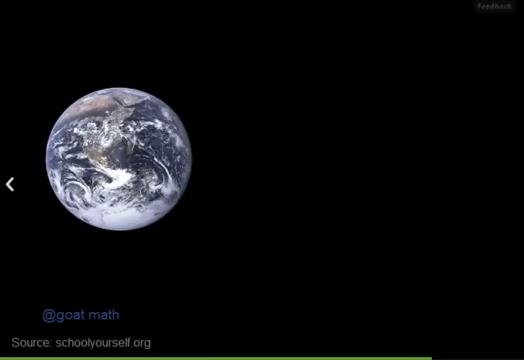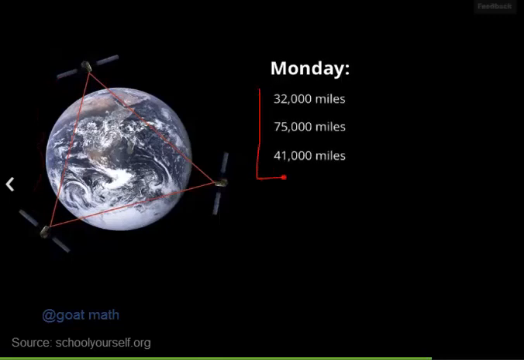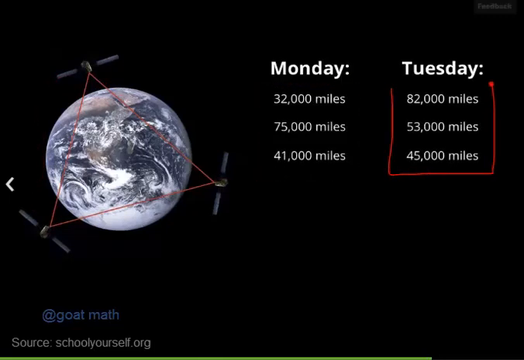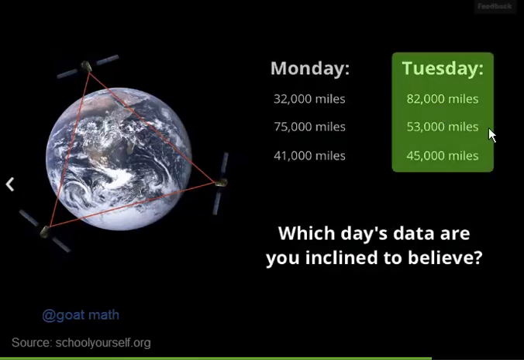For your final challenge, suppose you work for an agency that launched 3 satellites into orbit around the Earth. Your satellites are able to position themselves automatically, and they report back to you the distances between each pair of them. On Monday, here are the distances they report, and on Tuesday, they report these distances. The data from one of these days is far more believable than the other. Which day would you believe is correct?